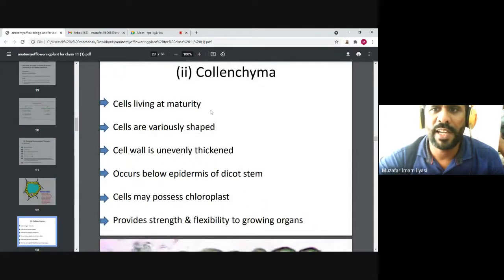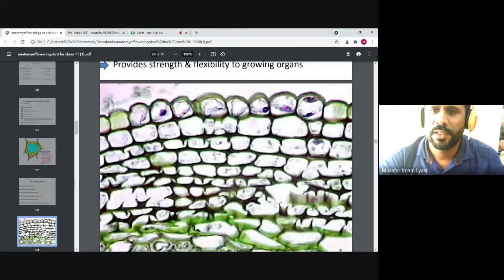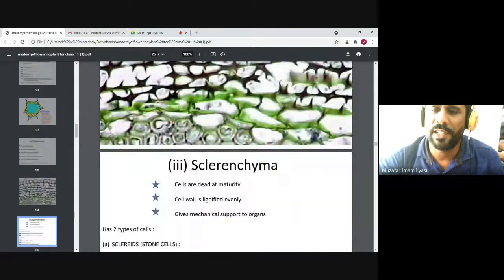Cells are living at maturity. Cells are variously shaped. The cell wall is unevenly thickened. It occurs below the epidermis of the dicot stem. Cells may possess chloroplast, and it provides strength and flexibility to growing organs. See here the arrangement of these cells.